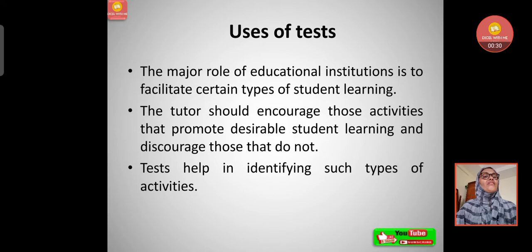The major role of educational institutions is to facilitate certain types of student learning. The tutor should encourage those activities that promote desirable student learning and discourage those that do not. Obviously, what is the main motto of all the educational institutions? To facilitate the learners, that is students' learning. Whatever tests they undertake, they will understand how much those students have gained the knowledge through these tests. Tests help in identifying such types of activities.